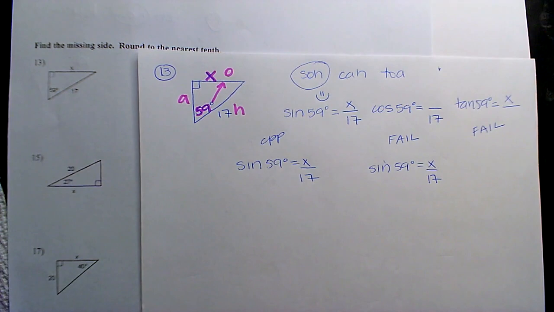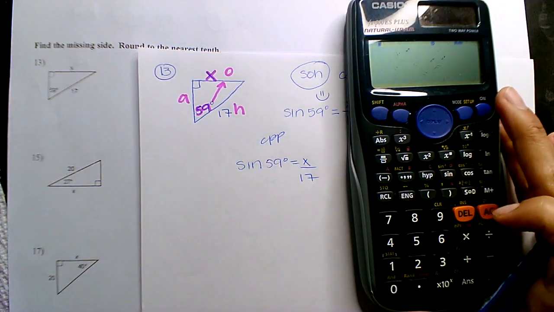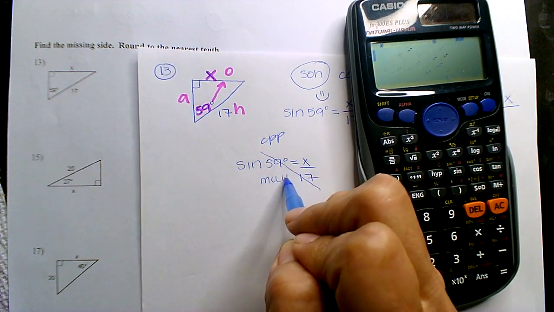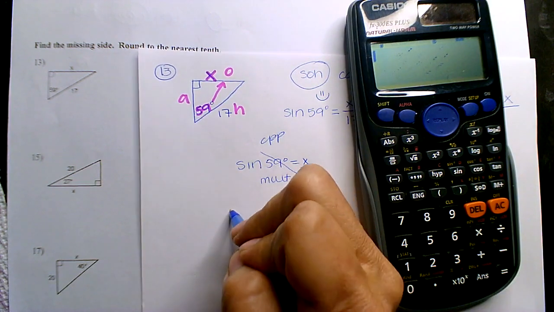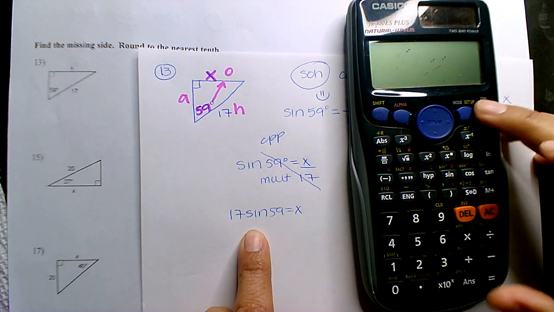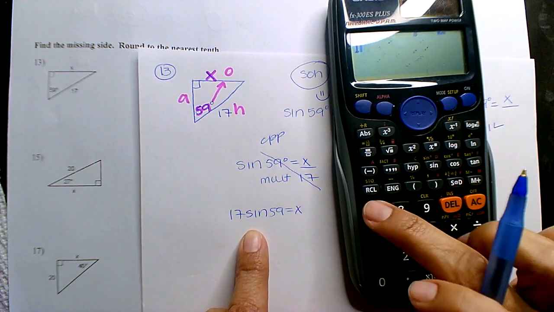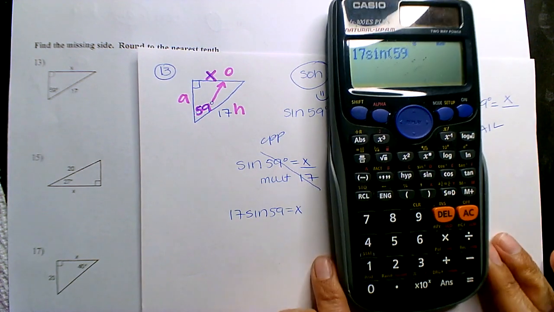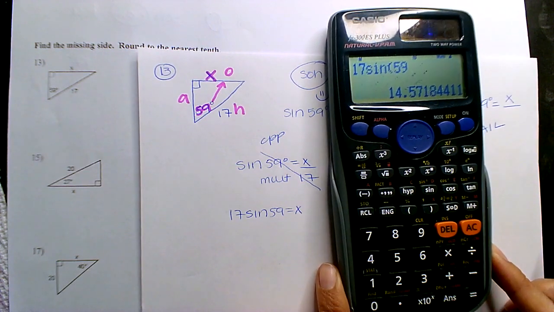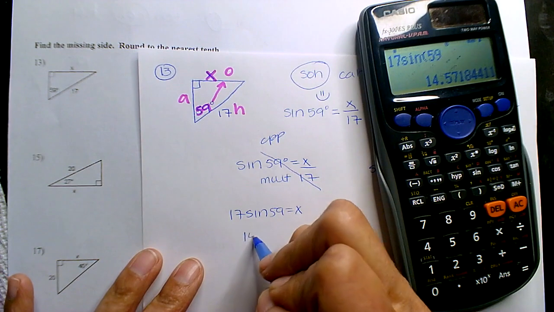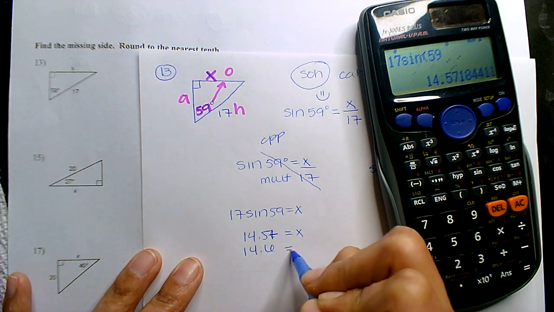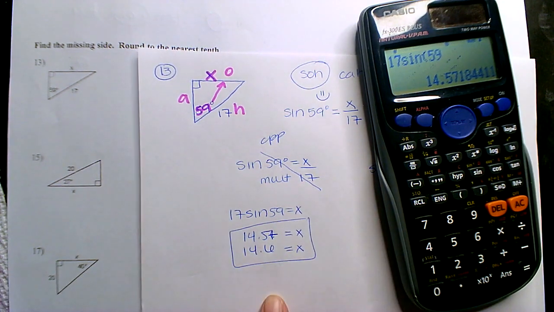If you're happy loading up the calculator, then if I cross multiply, I'm going to multiply. So what is 17 times sine of 59? Throw that into your calculator. What is 17 sine 59 degrees? I hit equal, and I got 14.57, or 14.6, whichever one you want. And so that's your answer.